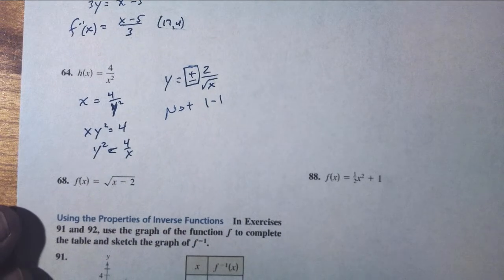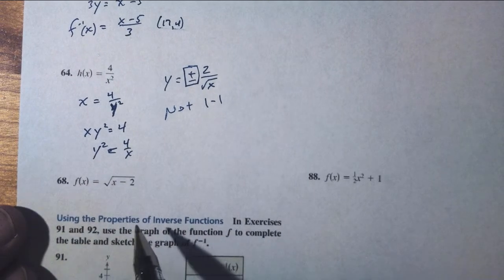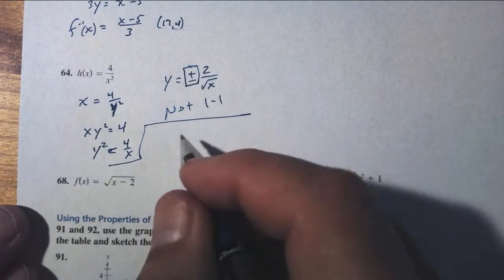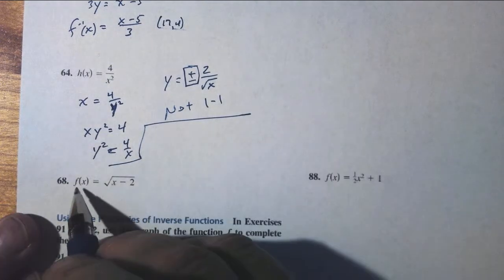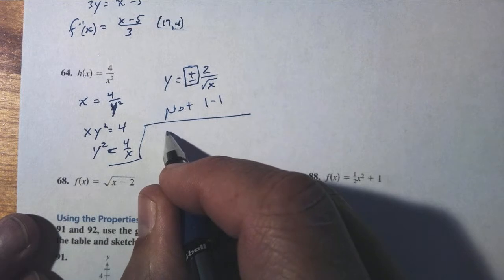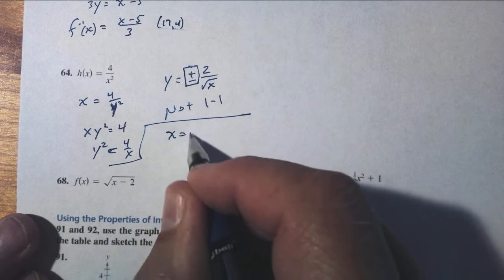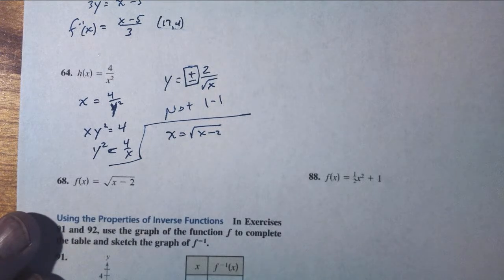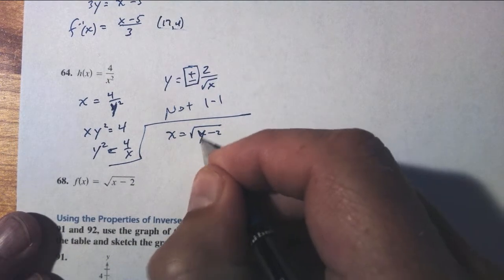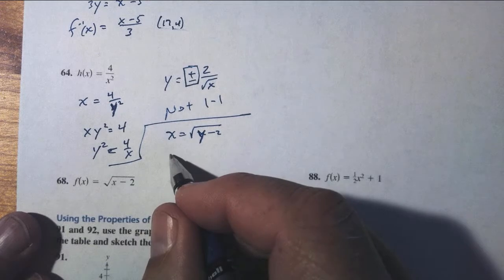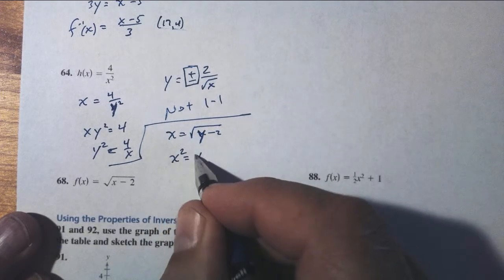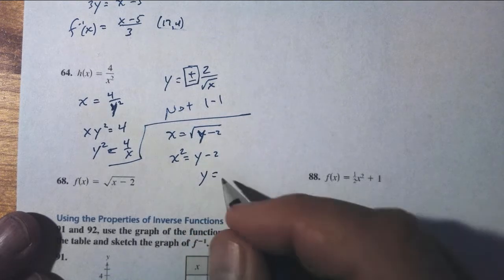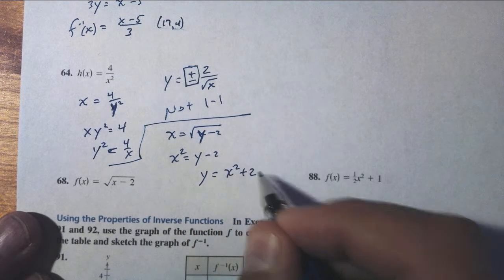Okay, 68, which I gave almost no room for some reason here on this sheet. I'm going to steal some room from up here. So x becomes y, y becomes x. So that f of x, y, becomes an x equals the square root of y minus 2. I square both sides, I get x squared equals y minus 2, and y equals x squared plus 2.